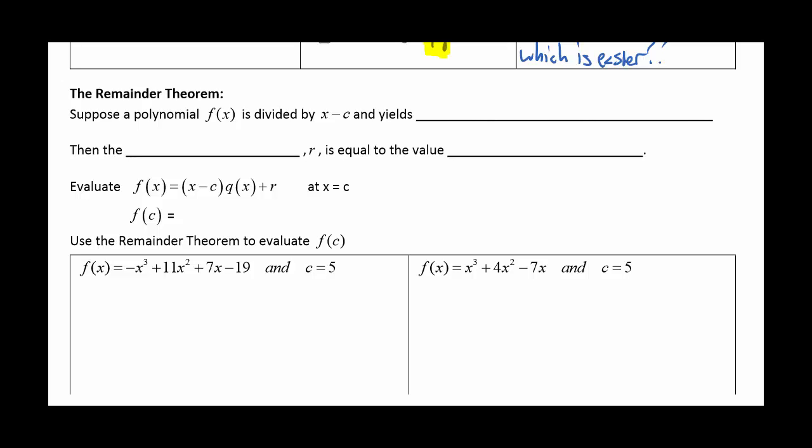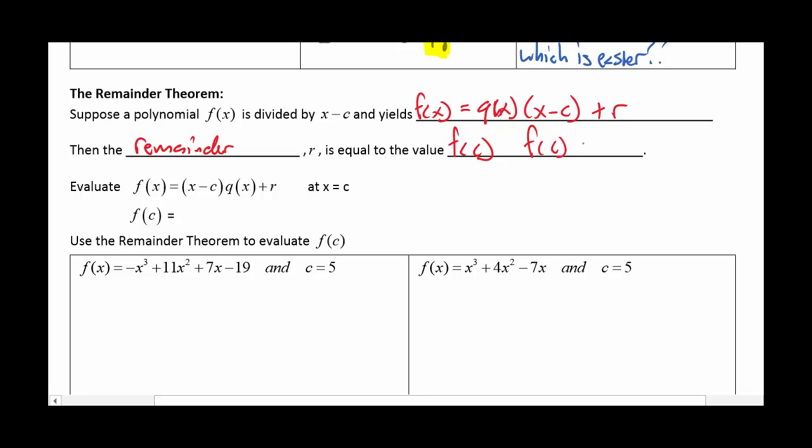Suppose a polynomial f of x is divided by x minus c and yields the relationship f of x equals q of x times x minus c. Again, that's our quotient times our divisor, plus r. Then the remainder, r, is equal to the value of f of c, or in other words, f of c equals r. Okay, so fancy speak for saying that when we do synthetic division, that's the same as evaluating the function at a particular number.